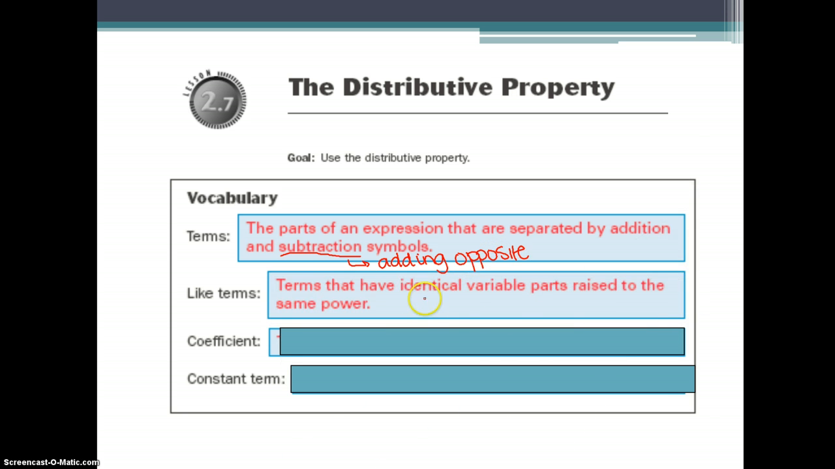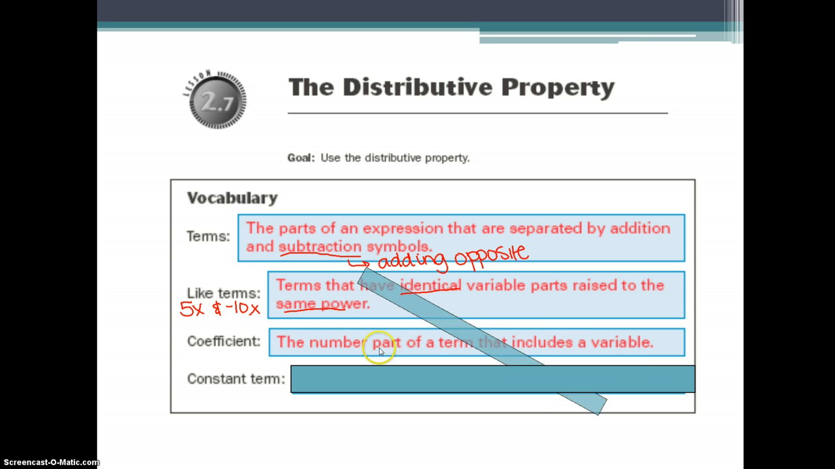Like terms have identical variable parts raised to the same power. For example, 5x and negative 10x are like terms because they both have an x. But it also has to be to the same power. So for example, 5x and negative 10x squared are not like terms because they have different powers. One's a square, one's not. So they are not like terms.